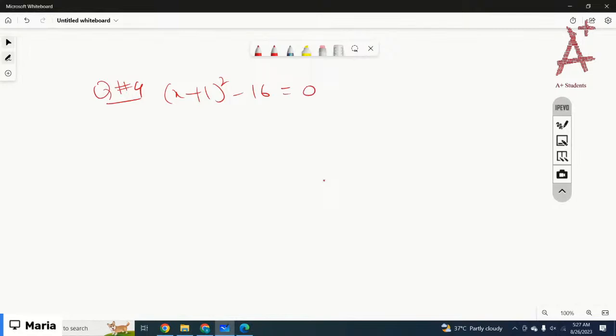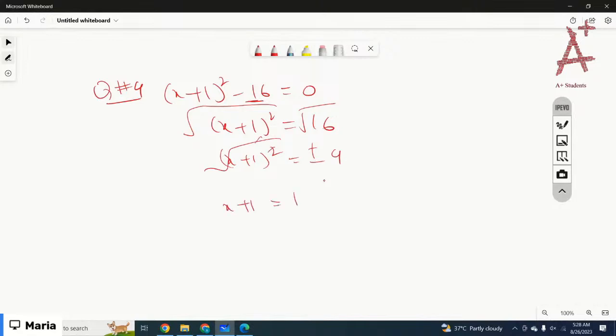Let's just move 16 to the other side. So it would be x plus 1 whole square equals 16. And 16 is the square of 4, right? You have to actually square root both sides. That would be plus minus 4. It would be x plus 1 equals plus minus 4.